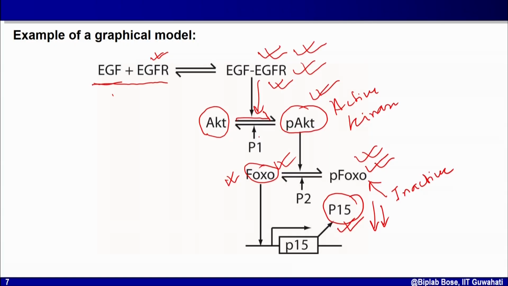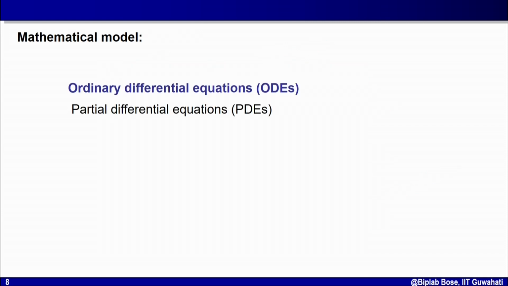Now once I have this graphical model, I will try to create mathematical equations to represent each of these processes. Just remember one issue here. This P1 and this P2 are phosphatases. P1 is controlling dephosphorylation of PAKT to AKT, whereas P2 is another phosphatase and it is controlling dephosphorylation of P-FOXO to FOXO. Once you have this graphical model, we will move into making the mathematical model.